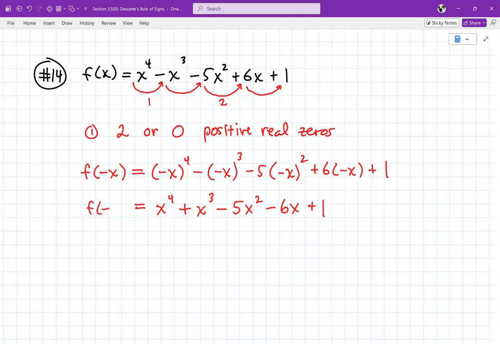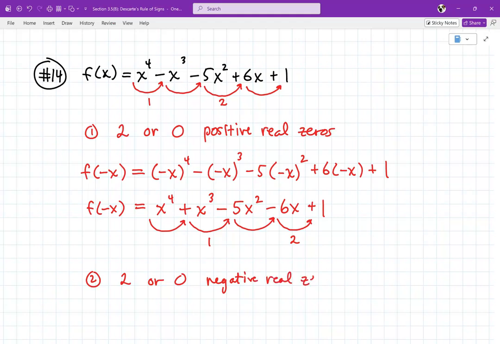So I'll give you guys a little bit of time to write that down, and then we'll do the sign changes. So a 1 to a positive 1, not a sign change. Positive 1 to a negative 5, that's one sign change. Negative 5 to negative 6, not a sign change. Negative 6 to a positive 1, that's a sign change. So how many sign changes do I have for negatives? Well, 2 or less than that by an even number, so 2 or 0. Okay, these are negative real zeros.